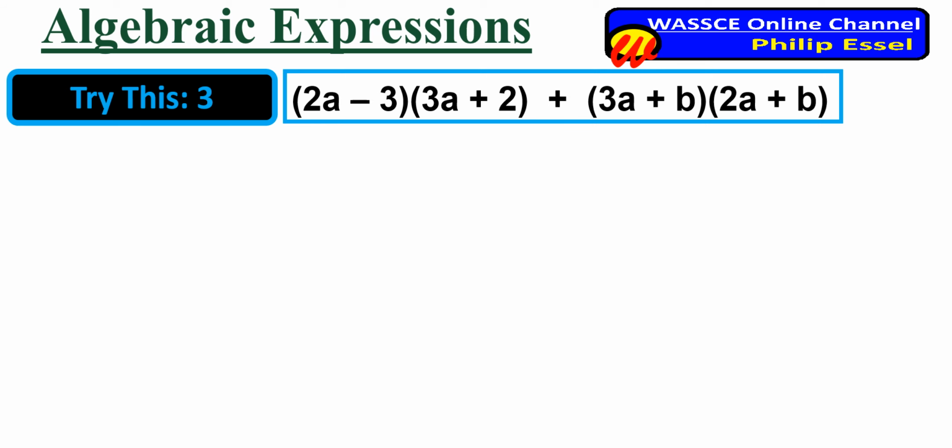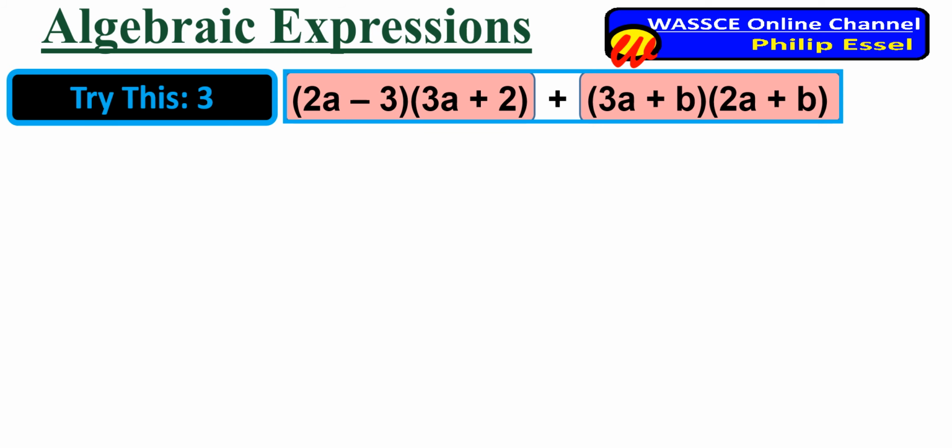Let's look at the third example. In this example, we have been given the binomial expression (2a minus 3) multiplied by (3a plus 2), then plus the binomial expression (3a plus b) multiplied by the binomial expression (2a plus b). So like we've already said, we'll solve this algebraic expression in bits.